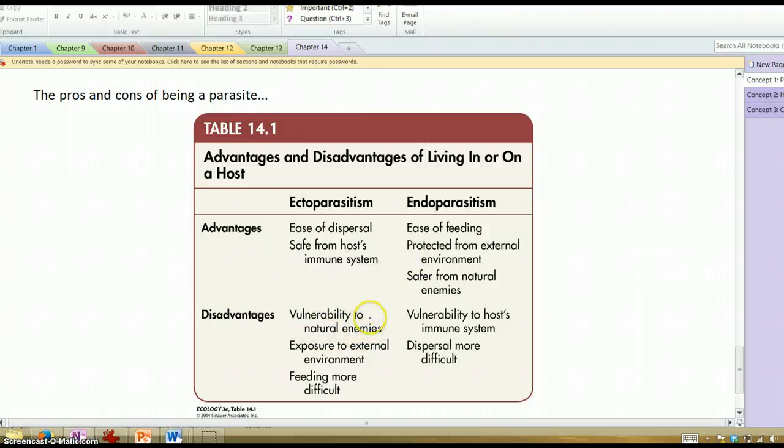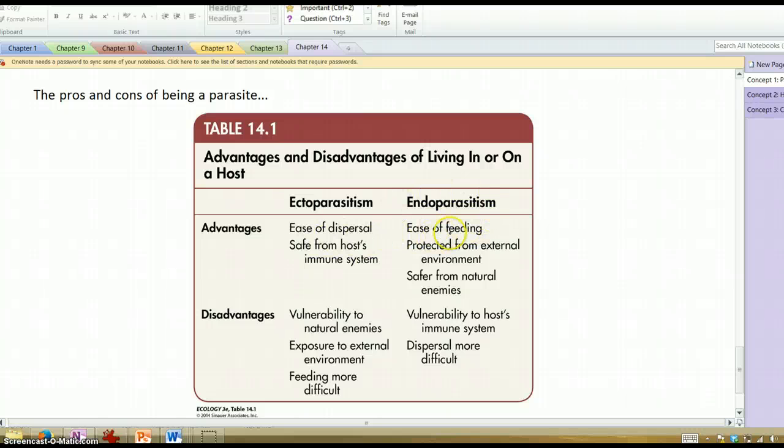Disadvantages, though, of course, you're more vulnerable to things seeing you and picking you off, your enemies, if you will. And when animals, say, groom themselves or each other, they can pick off these ectoparasites. You're exposed to the internal environment. And you have to find a way to be attached to this organism but feed on it. And so you have to have some feeding mechanism, some mouth structure that allows you to penetrate the skin, if you will, of this organism to feed on it.